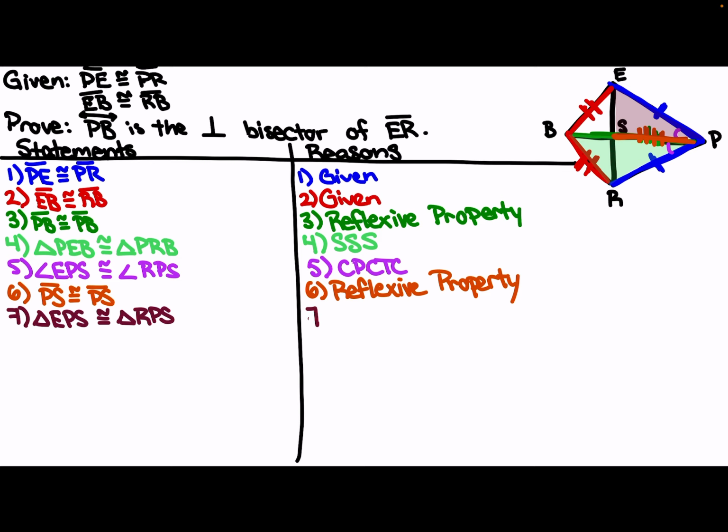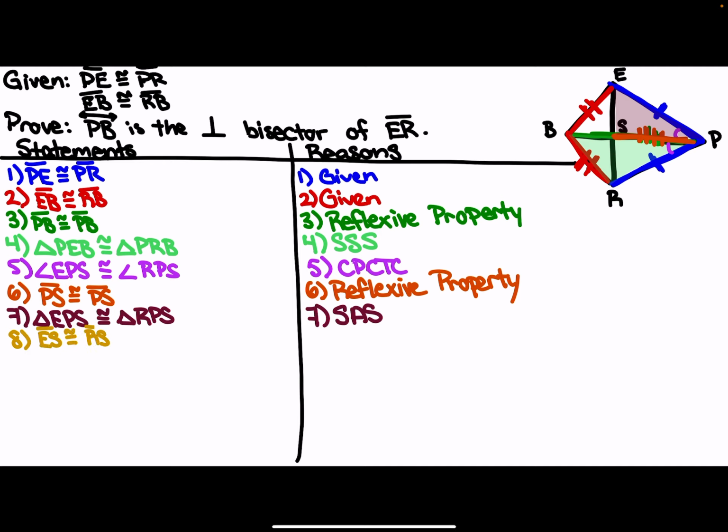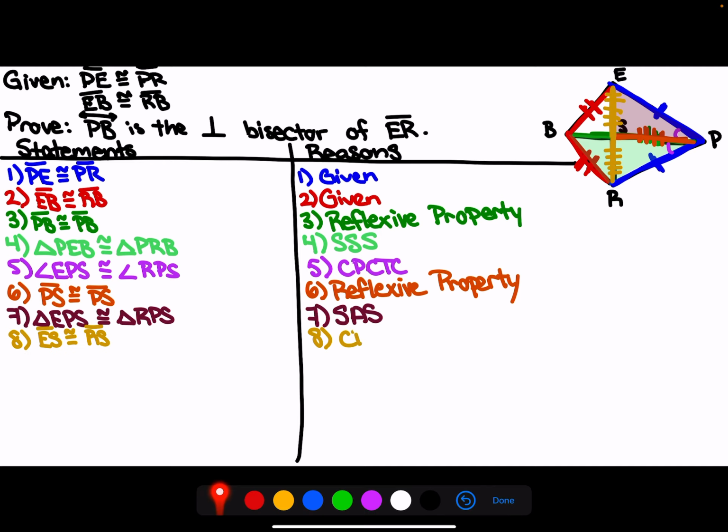Now, the reason that we wanted to do that is because now we have segment ES and segment RS, and those are corresponding parts. Further, they're corresponding parts of our now congruent triangles from statement number 7. So I can now say that segment ES is congruent to segment RS by CPCTC. And the reason why that's important is because that's telling us that BP is bisecting segment ER. And the reason for that is because, again, ER is being cut in half, it's congruent on both sides.